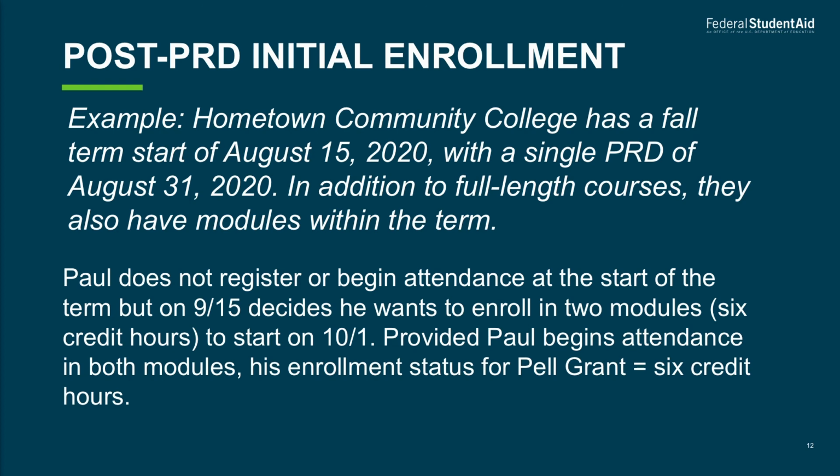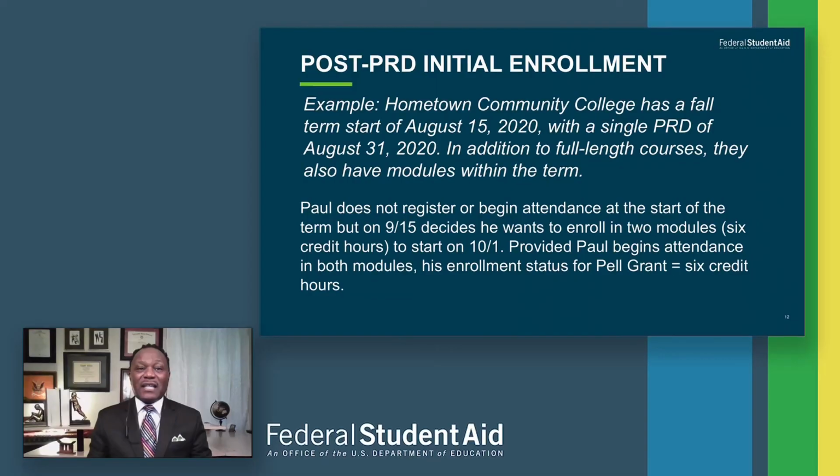Now that the stage is set, let's look at our first student. Paul does not enroll in any courses until well after the PRD of August the 31st, but he enrolls for the first time on September the 15th for two module courses beginning on October the 1st for 6 credit hours. Because an initial Pell calculation does not occur until after the PRD, we must use the enrollment status at the time of the initial Pell calculation, the later of the two dates between PRD and initial Pell calculation. That means Paul is enrolled for 6 credit hours for Pell purposes.